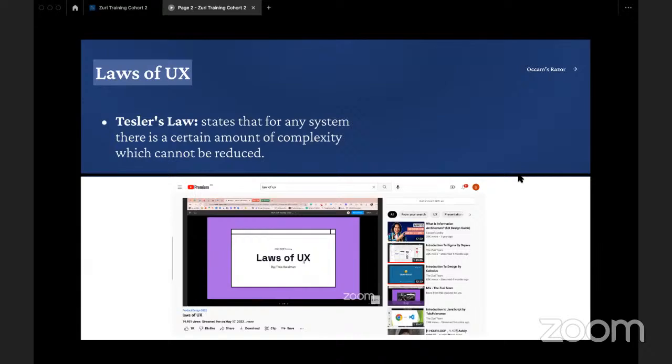So there are some things you should not simplify in design. That is what this law is trying to say. Not everything deserves to be simplified. There are things that your users have to see. They have to go through it. That is what this law of Tesler's is talking about.